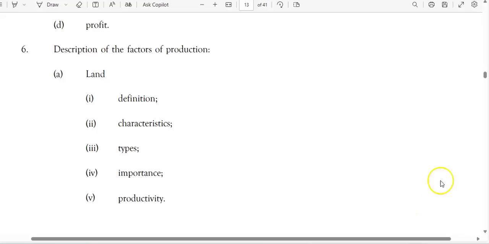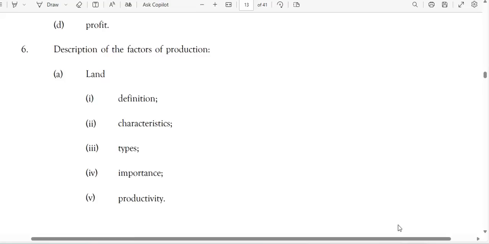Now, what are the importance of land in production? Land provides the space and raw materials needed for production. Land is essential for farming, mining, forestry, construction, and tourism. The location of land can affect costs, transport, and market access. Now we're going to look at the productivity of land. Depending on factors like fertility and quality of the soil, climate and rainfall, technology and farming methods, investment in irrigation, fertilizers, or drainage, productivity can increase with good management and sustainable use.